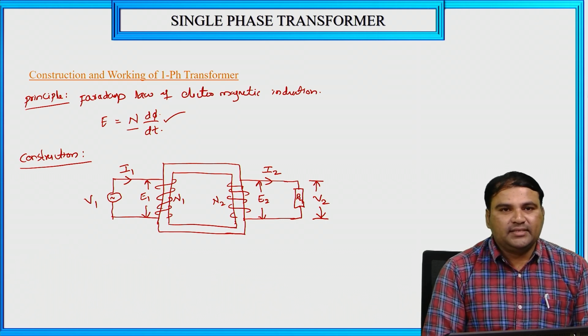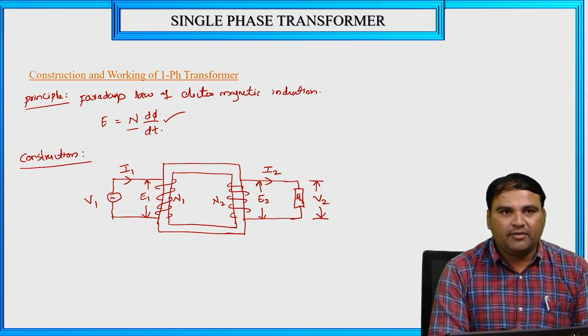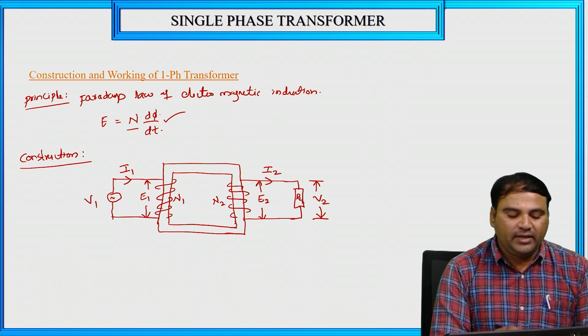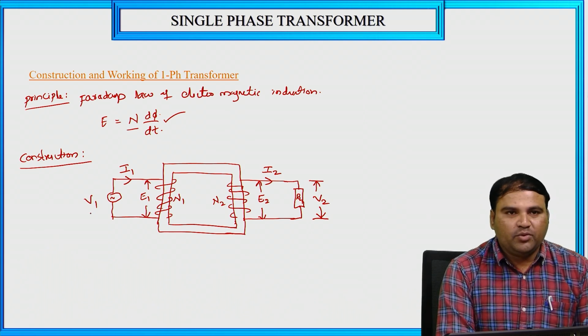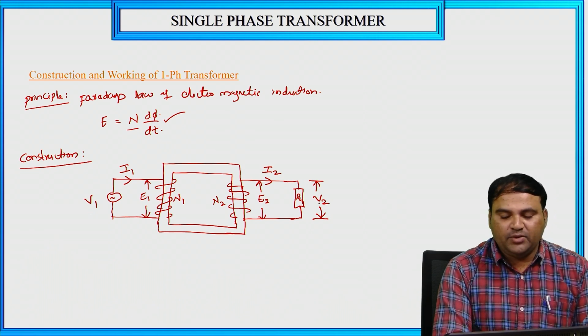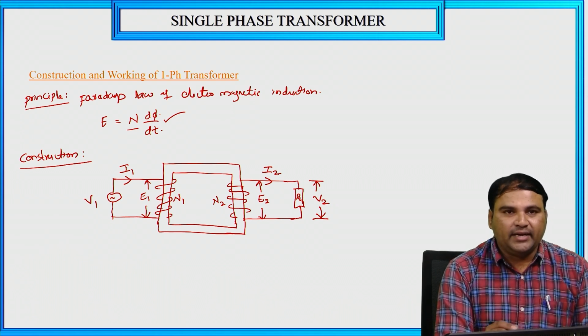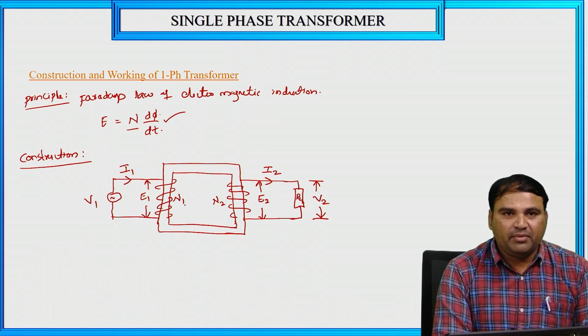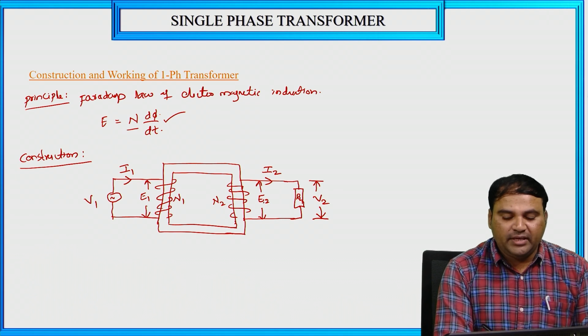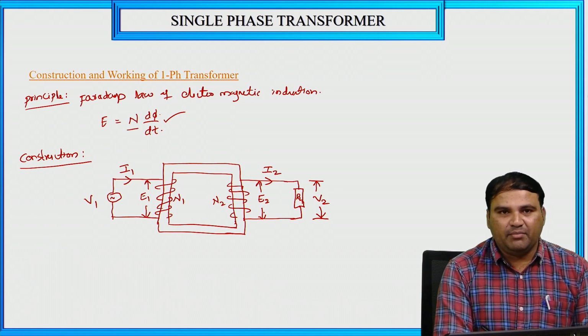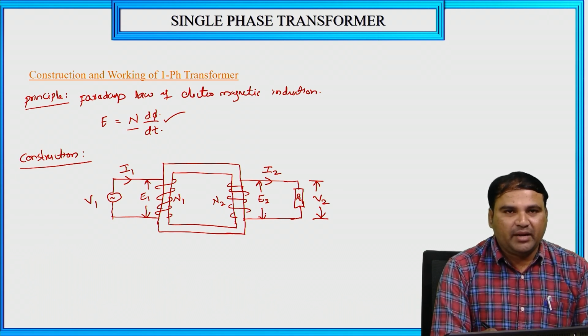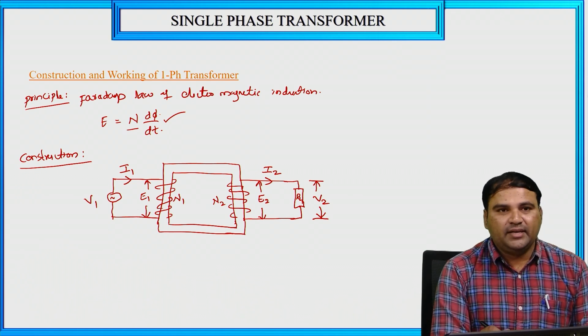So this is the total construction of a transformer. V1 is the primary voltage or supply voltage, V2 is the secondary voltage or terminal voltage. I1 is the primary current, I2 is the secondary current. N1 is the primary number of turns, N2 is the secondary number of turns. E1 is the primary induced EMF, E2 is the secondary induced EMF. These are the parameters of the single phase transformer.